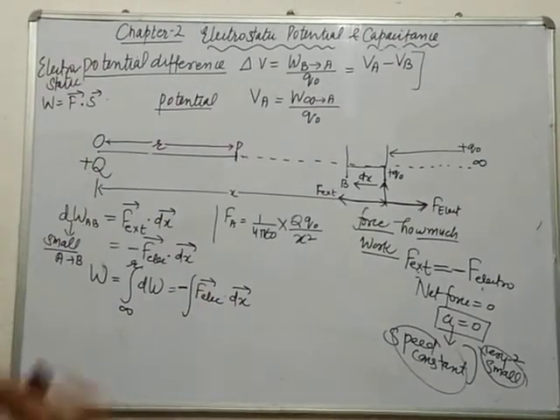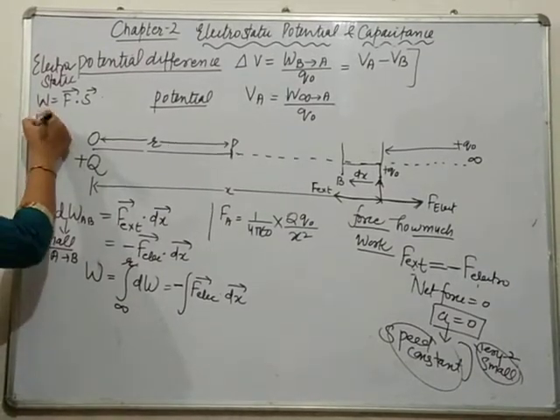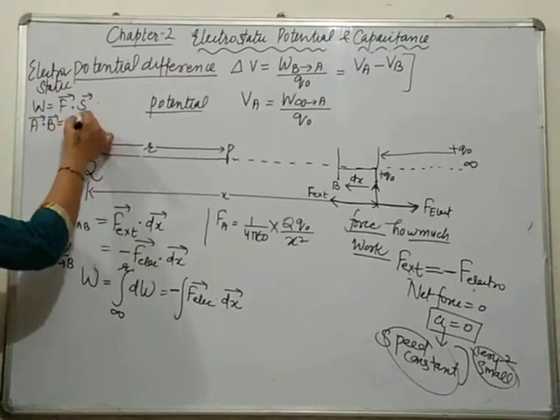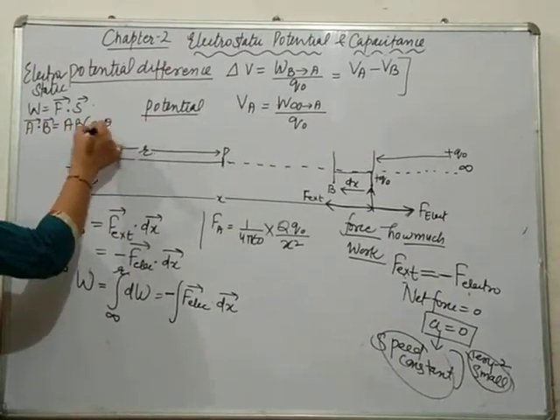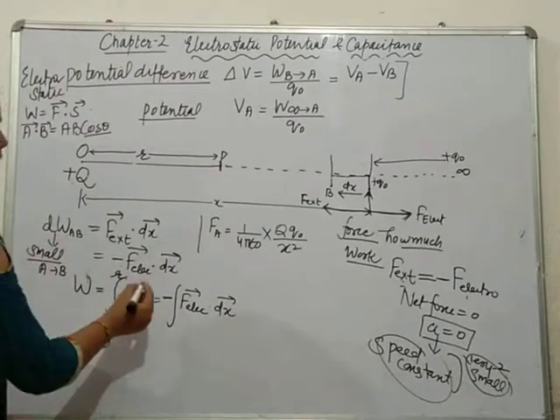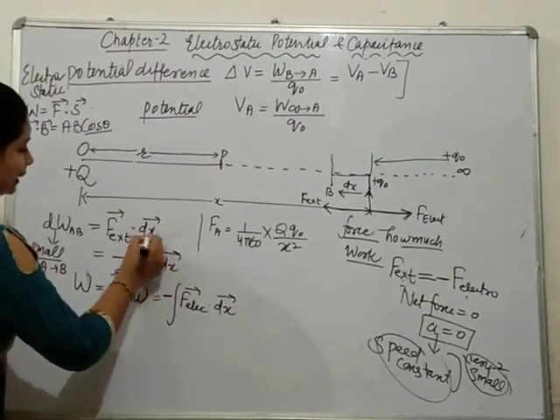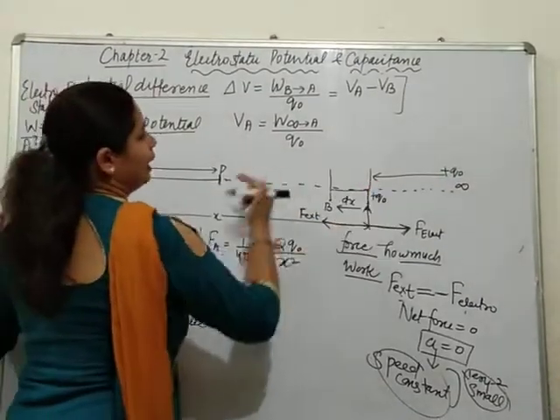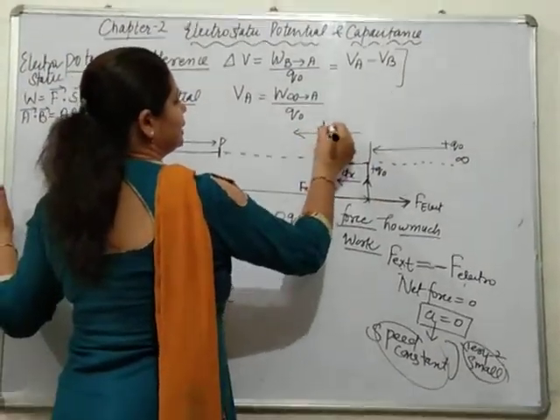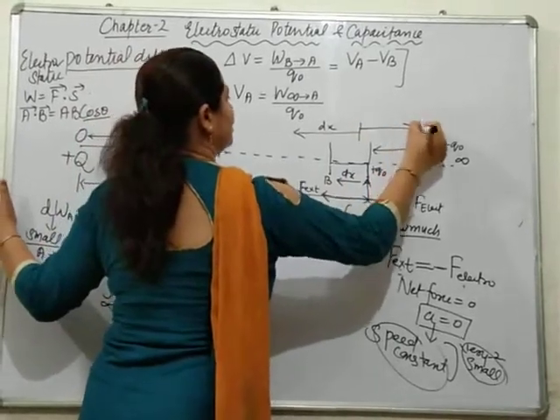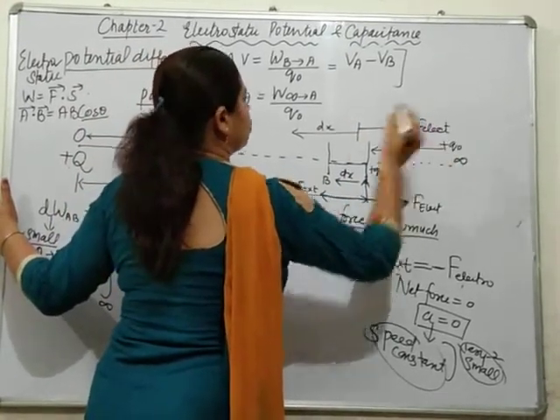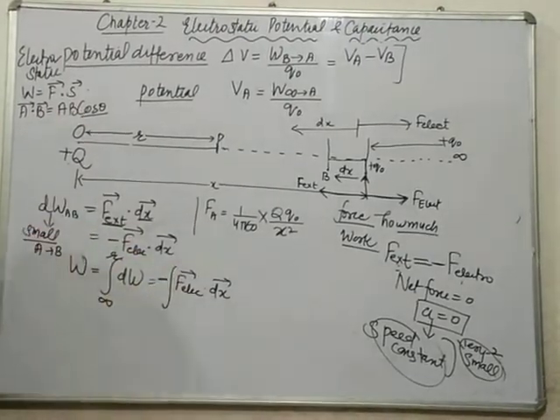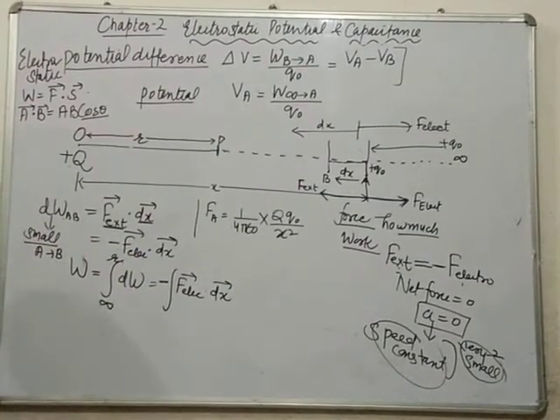Now, coming to class 11 again, whenever there is a dot product between two vectors, how can you open it? A B cos theta. Now what is the angle between dx and the external force? The body is moving in the inward direction, that is dx is inward, and the electrostatic force is outward, a repulsive force outward. It means both are acting in opposite directions.